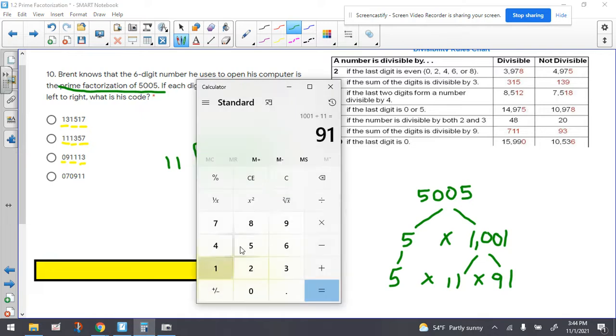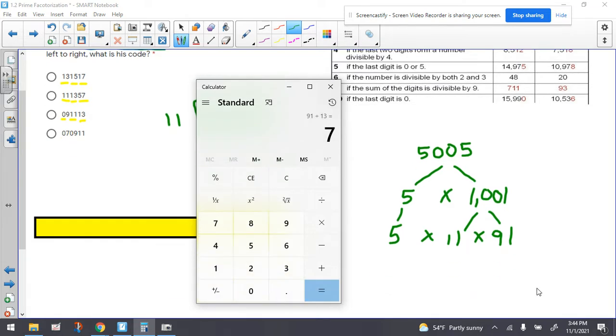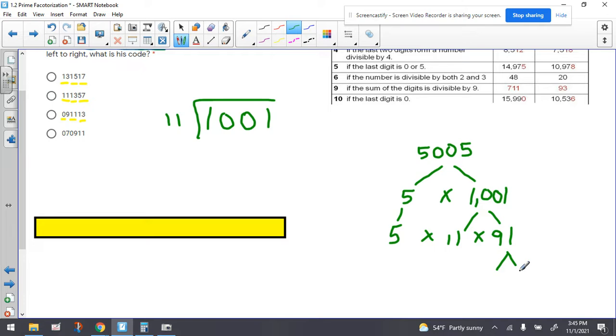Let's try that. 91 divided by 13. And let's see what we get. We get 7. So we divided 91 by 13, and we got 7. So that means that 91 is composite. 7 times 13 does equal 91.